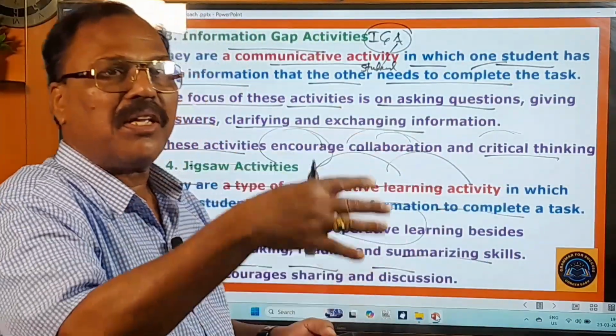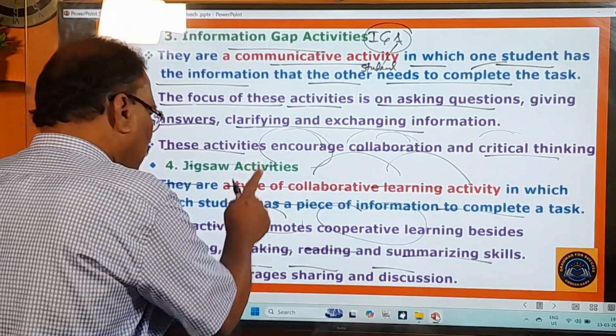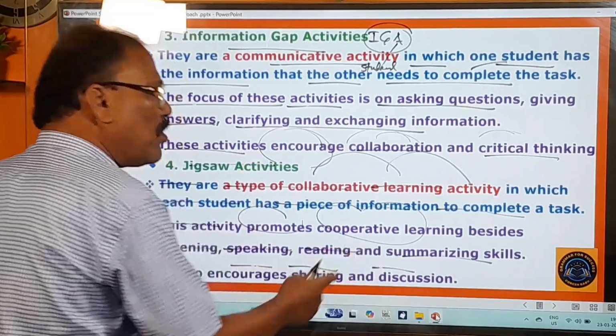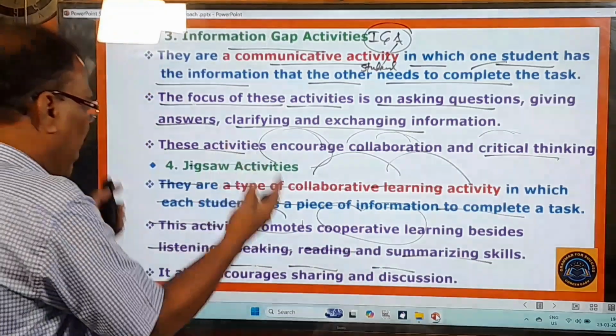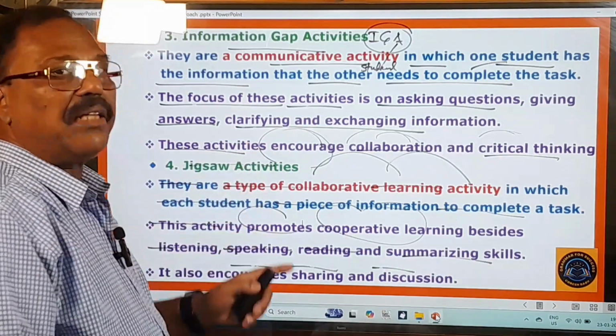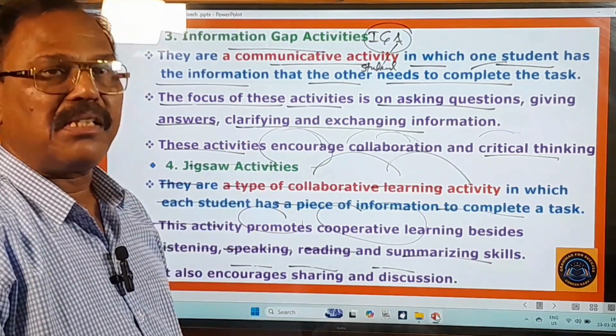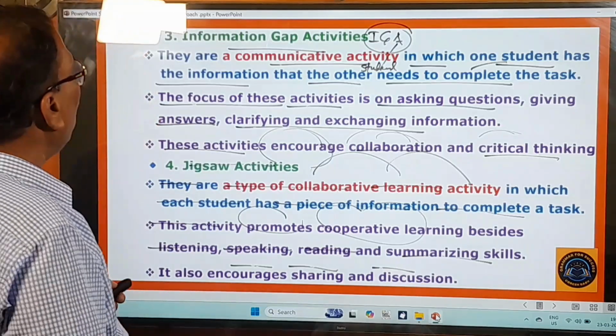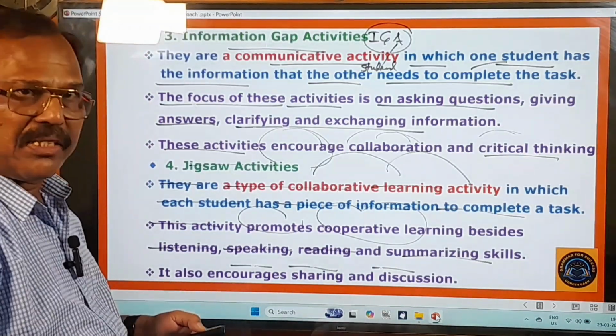Okay, discussion. And here these activities promote sharing and also discussion. So these are the great benefits of this jigsaw activity. Okay, this is the fourth strategy that the teachers can take up in this CLT classroom. Okay, now you move on to learn about other things.